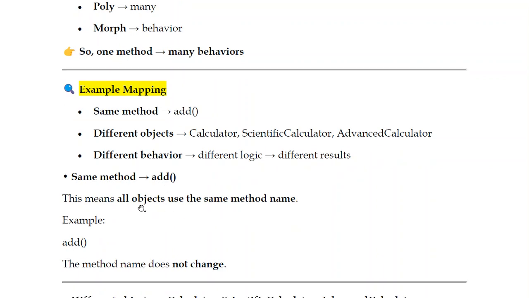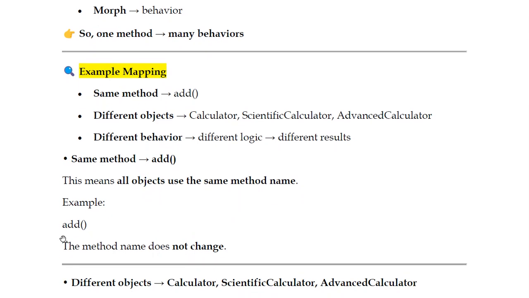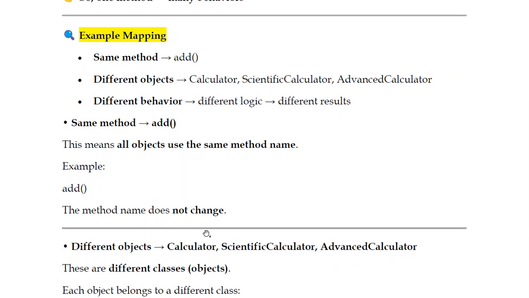So here the same method is add. This means all the objects, calculator, scientific calculator, advanced calculator, whatever it is, will use the same method name. Here, add is the method name. So the method name does not change. This is the main advantage, because if for each and every calculator you write different names, like add calculator, add scientific calculator, add advanced calculator, it is not readable. Instead of that, you have only one common name. What is that? Add. So it improves the code readability.